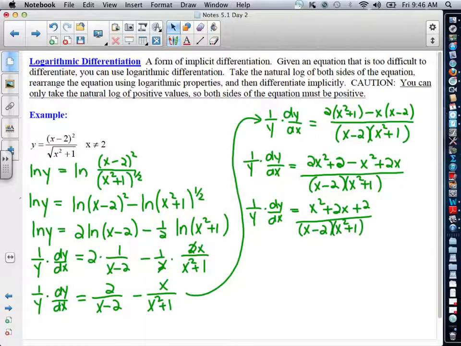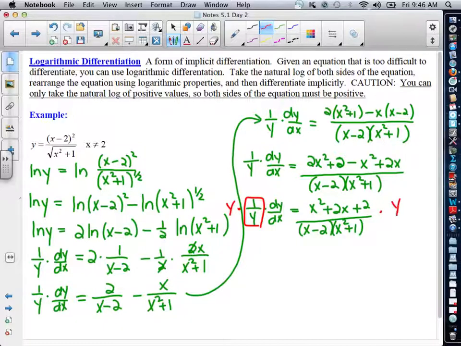Now the last thing I need to do is I have this 1 over y on the left-hand side. I want to know what the derivative is, not 1 over y times the derivative. So if I multiply both sides by y, the y's will cancel. I'll have dy over dx. And on the right-hand side, the same thing here.